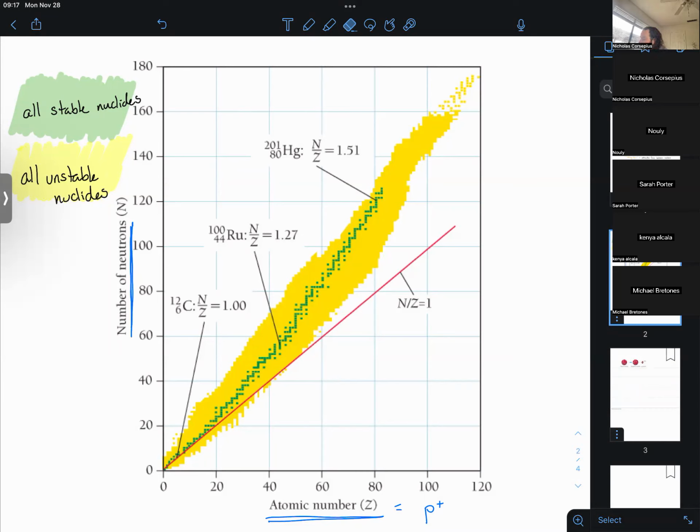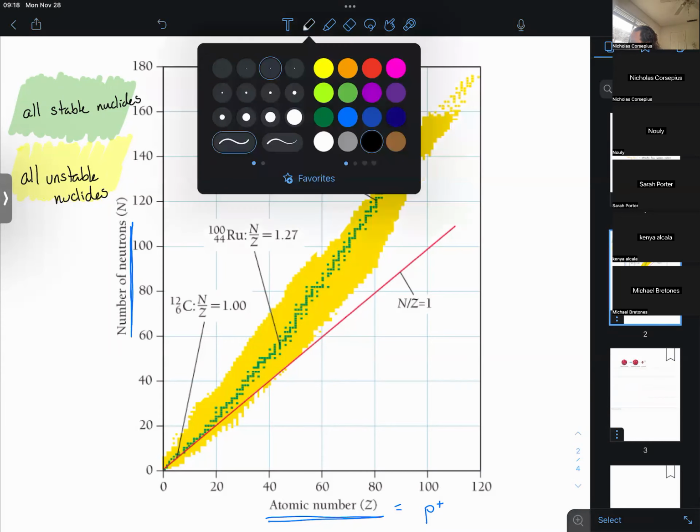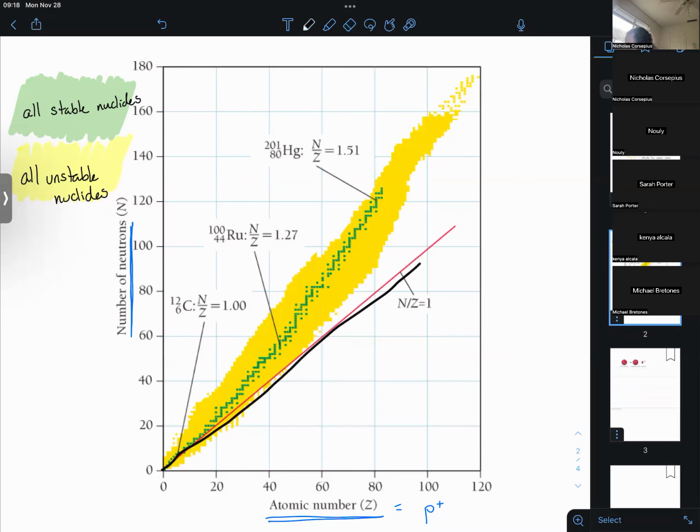All right. The other thing that we can note is that this red line would sort of represent atoms that had the same number of protons as they did neutrons. And we can see that at the very beginning of the periodic table, the smaller elements pretty much have the same number of protons and neutrons. That's a normal thing. But as they get bigger and bigger, there has to be more neutrons than there are protons in order for that nuclide to be stable.